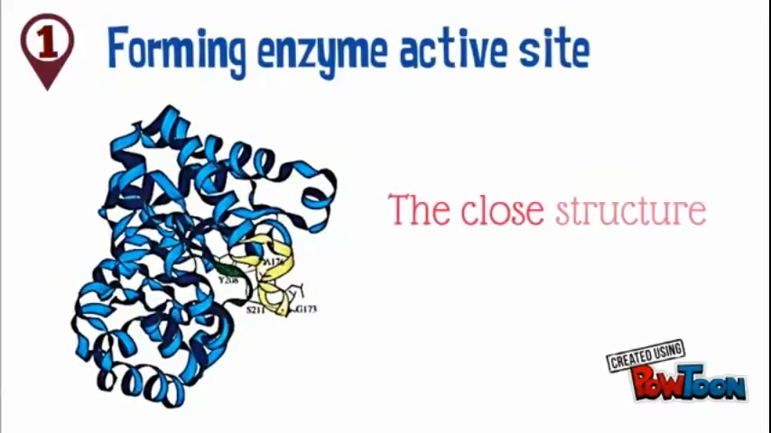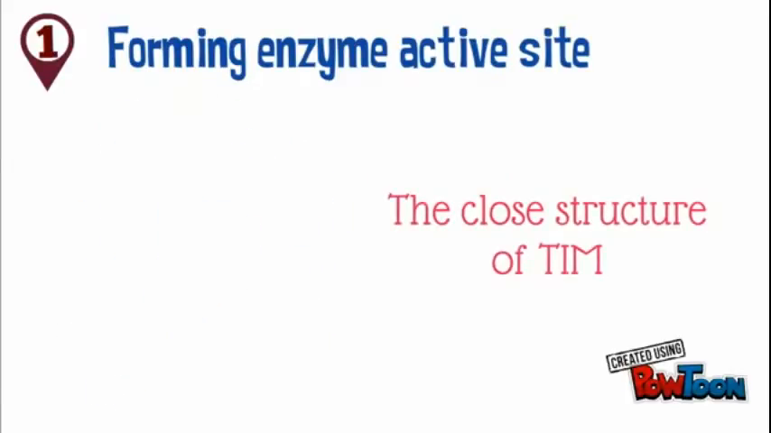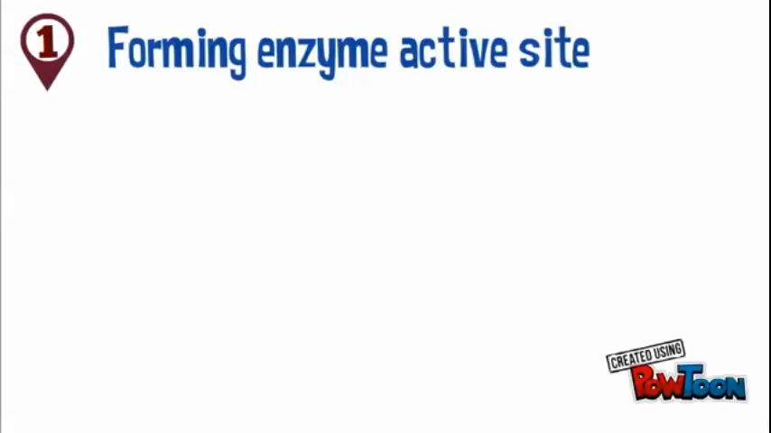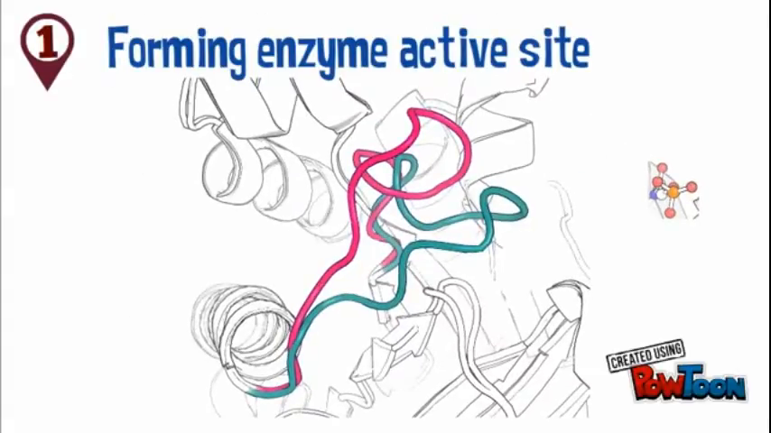Loop closure is essential for the catalytic mechanism of triosephosphate isomerase. When the substrate binds, a loop changes from an open conformation, shown in pink, to a closed one, shown in green, which prevents solvent access to the active site and stabilizes the intermediate compound of the reaction.